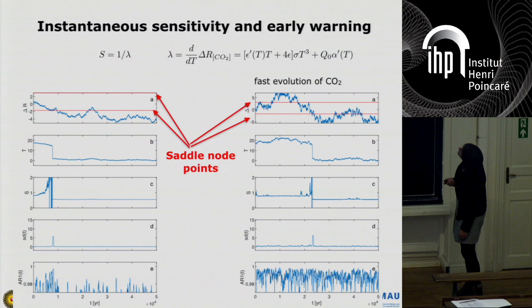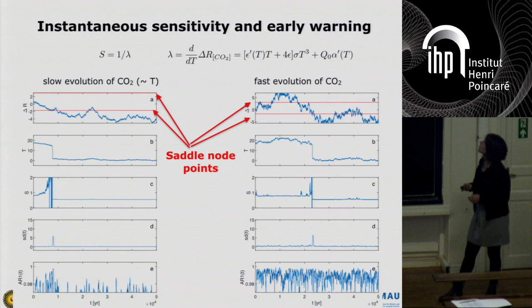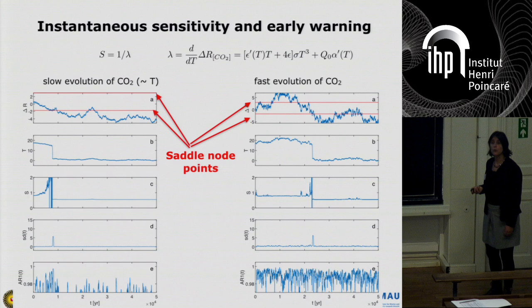Let's first look at the left point. In that case, the wandering CO2 is relatively slow compared to the noise in the temperature that we have added. The delta R, so the CO2, basically varies, and once it reaches the threshold of the saddle node, you see that the temperature does make one transition in this whole time series. And if we look at the instantaneous sensitivity, we actually see quite an increase already before the transition. It looks much better than, for example, the standard deviation or a normal AR1 process as an early warning signal.